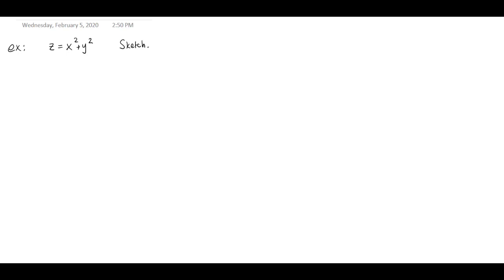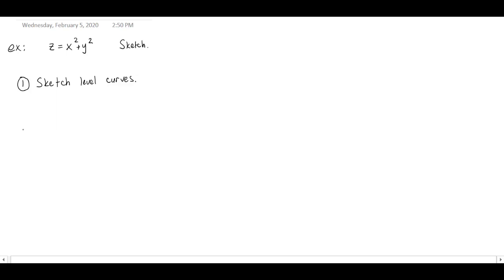Okay, so in order to sketch a surface, there's a couple of techniques that we have to try to visualize it. One technique that we have is sketching level curves. Okay, so let's see how this technique works, all right? So in the equation that we have right now, z equals x squared plus y squared, let's choose a couple of values of z and let's plug it into this equation and let's see what that looks like.